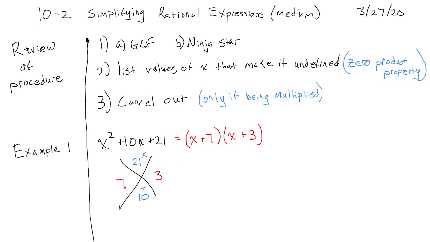It looks like Larea, you have your hand up. Yeah, question. Go for it. So it has to multiply to the top and add to the bottom. Yeah, exactly. And I guess you don't even need to do Ninja Star. If you are so advanced, you just realize, oh yeah, two numbers multiply to 21 and add to 10. This is just a visual way of doing that.